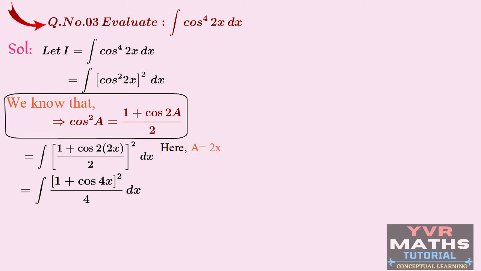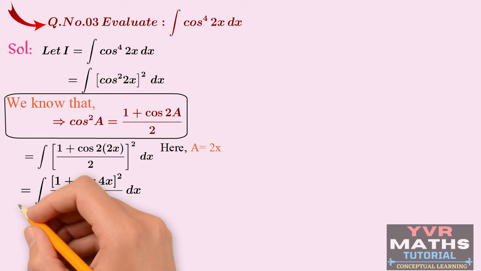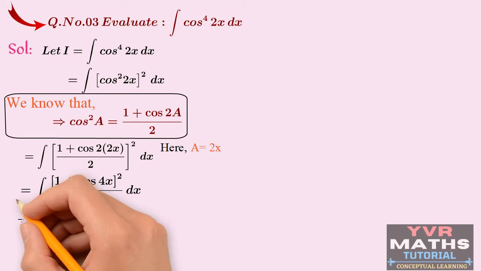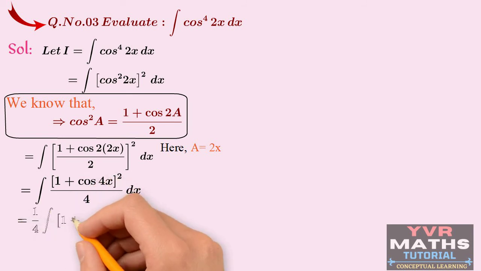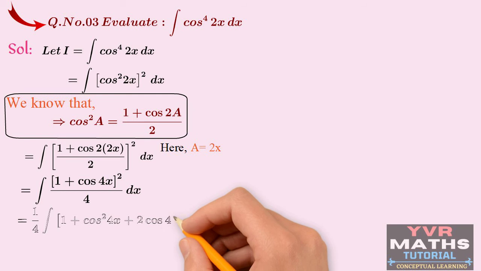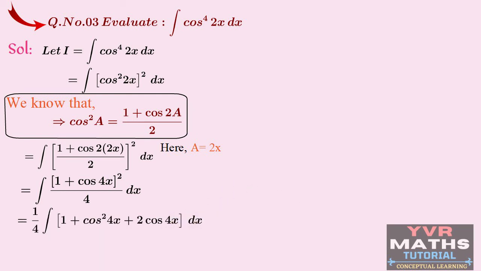Here 1 by 4 is the constant, we will write outside of integration, and for the numerator part, we can apply the a plus b whole square formula. Then we will get 1 by 4 into integral 1 plus cos square 4x plus 2 cos 4x dx. I just applied the a plus b whole square formula on the numerator part.